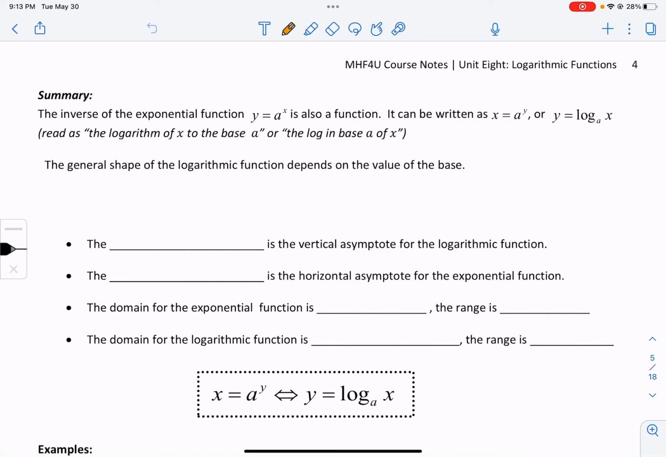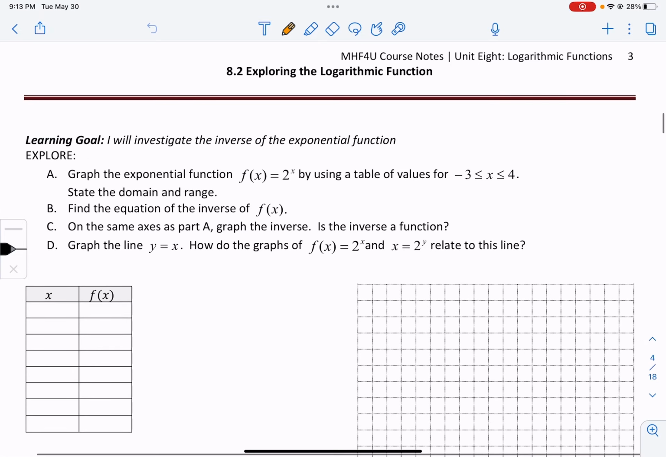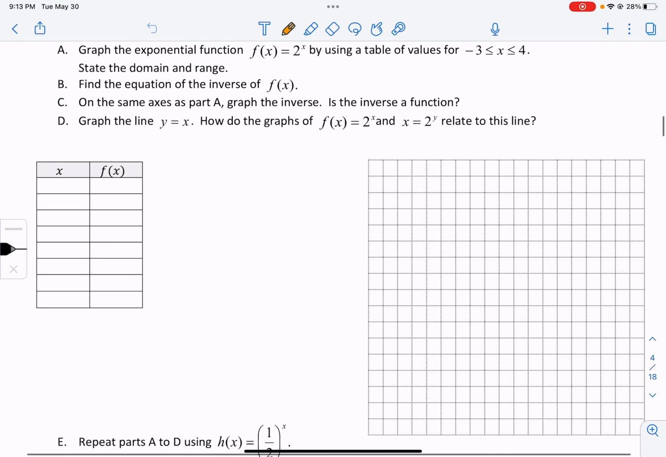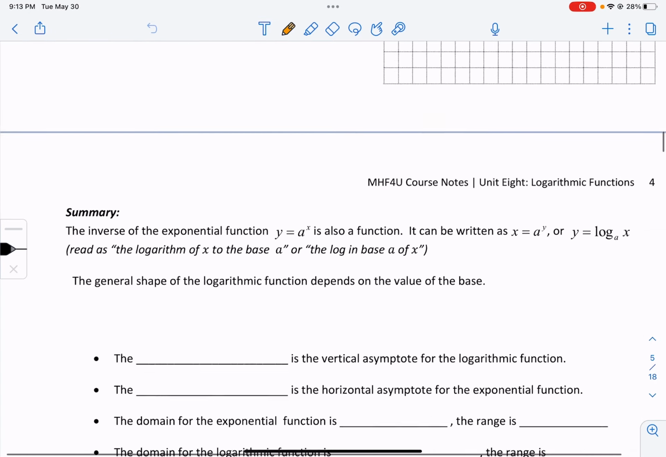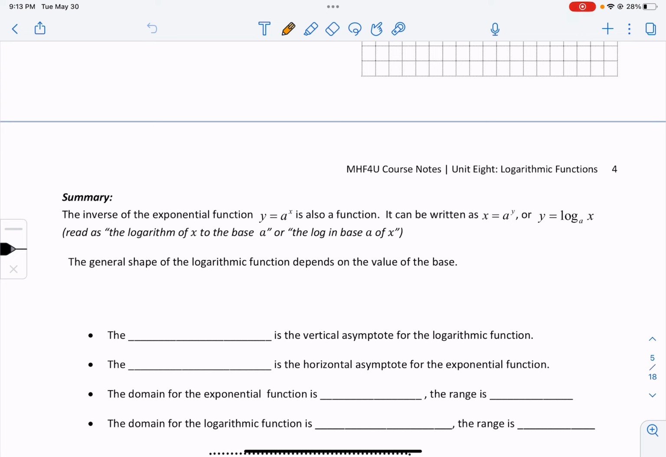Unit 8, Lesson 2, Exploring the Logarithmic Function. In this lesson, which was exploring the logarithmic function, we started by graphing the exponential functions of 2 to the x and 1/2 to the x. We then took the inverse of these functions by switching x and y, graphed that, and then discussed its properties, leading us to define the inverse of any exponential, a to the x.